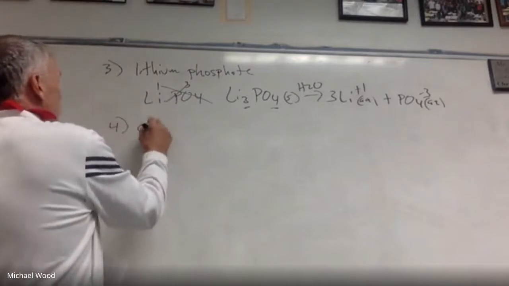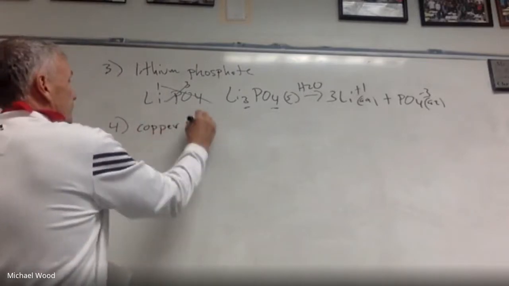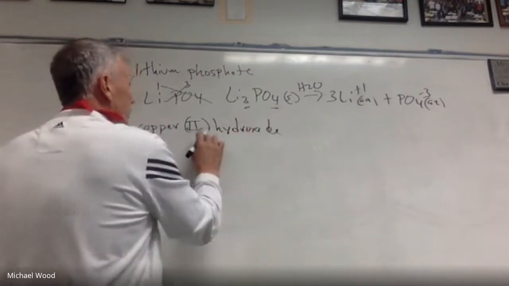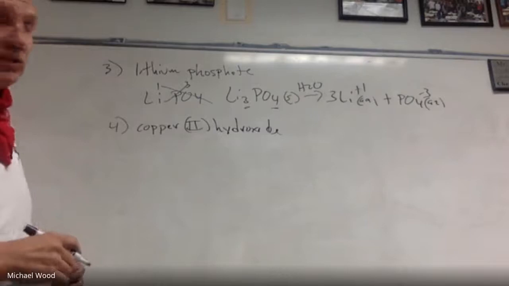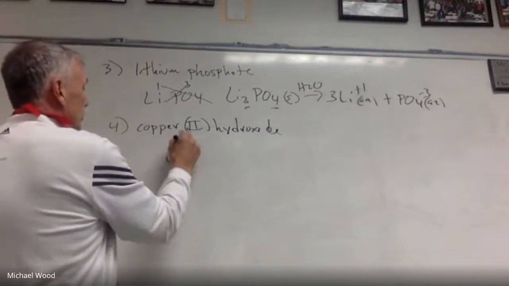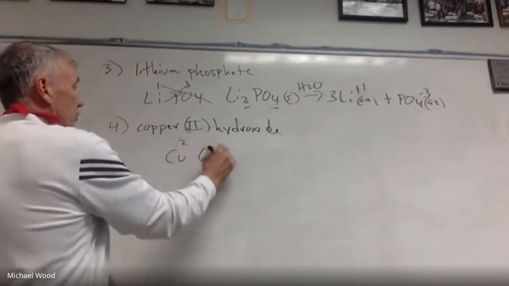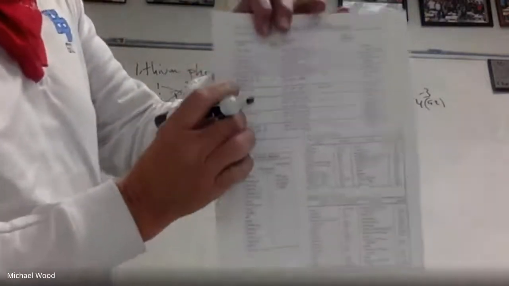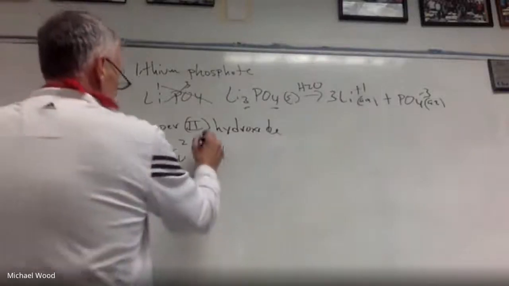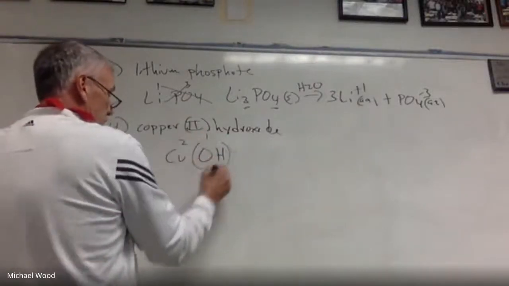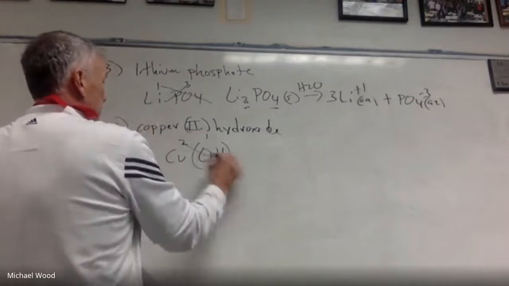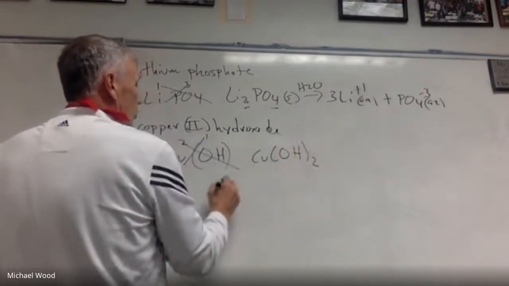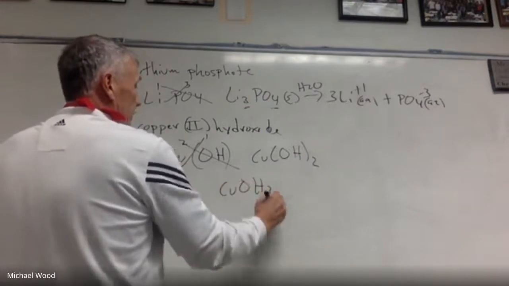Okay, then the next one is copper 2 hydroxide. Just like we talked about in class, on Google Meet, this is the charge. So copper is a 2. And then hydroxide, which again, if you've forgotten, you can look it up. Hydroxide is right back here on the periodic table, and it's a 1. And this is where it's really important to put the polyatomic ion in parentheses. So what you get is Cu(OH)2.